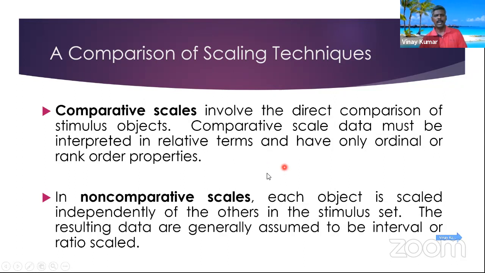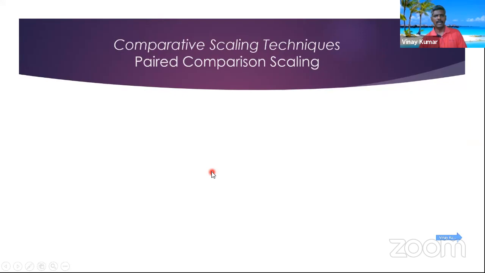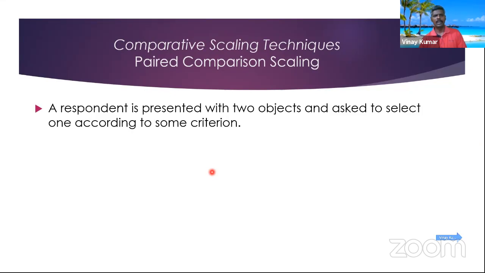When we try to understand the types of comparative and non-comparative scales, I hope you will have a better understanding. So let's go to comparative scale techniques. The first is paired comparison scaling. As paired itself means, there are two objects. A respondent is selected and given two objects that the researcher has selected for his research, and asked to select one according to some criterion.